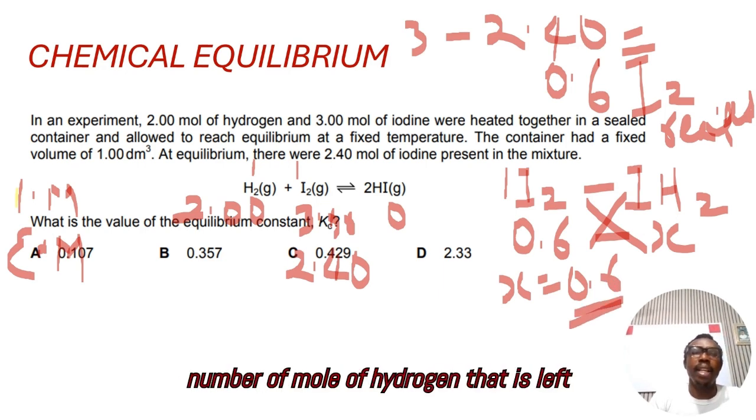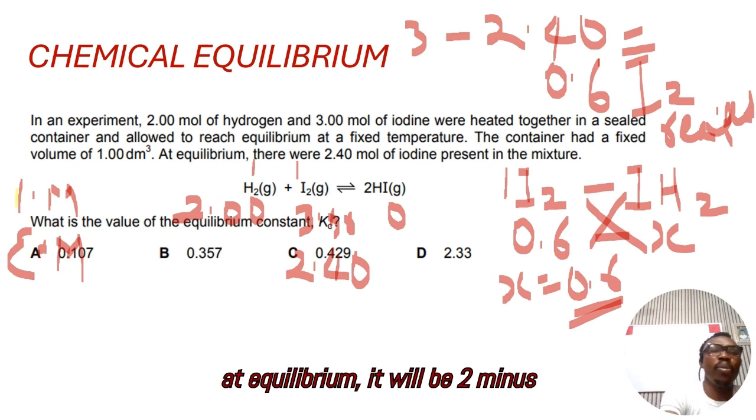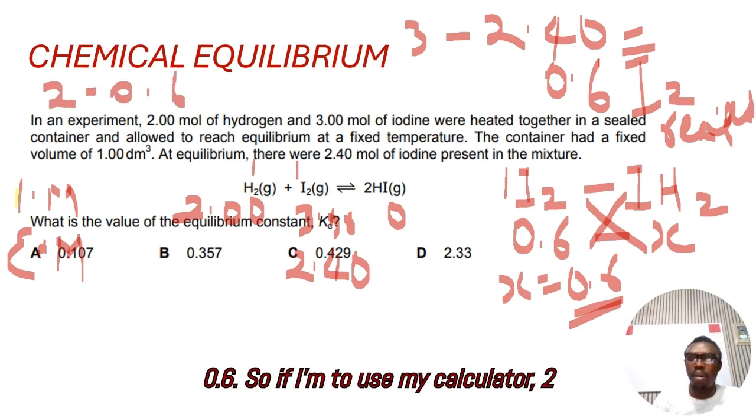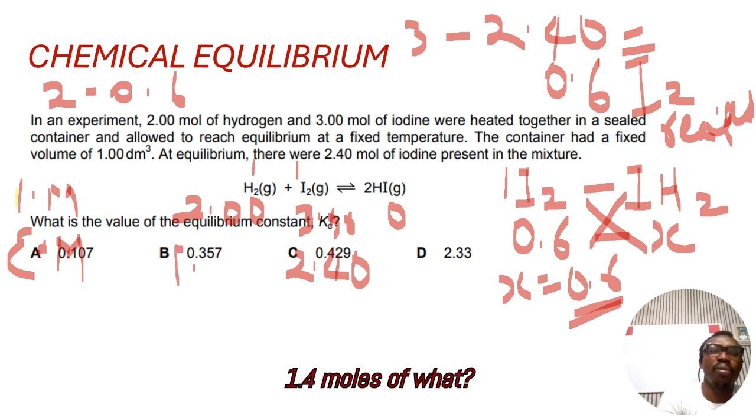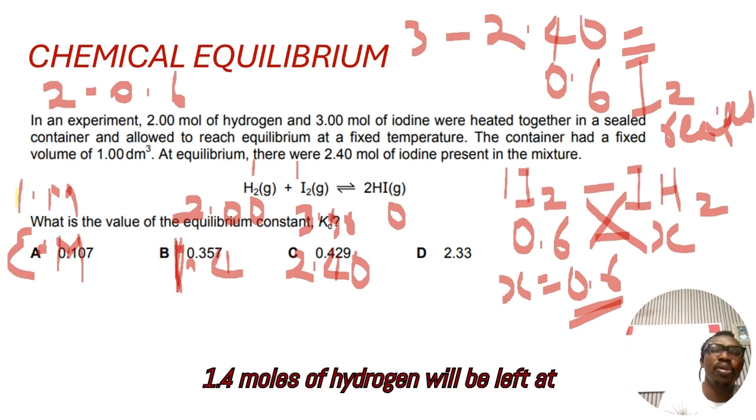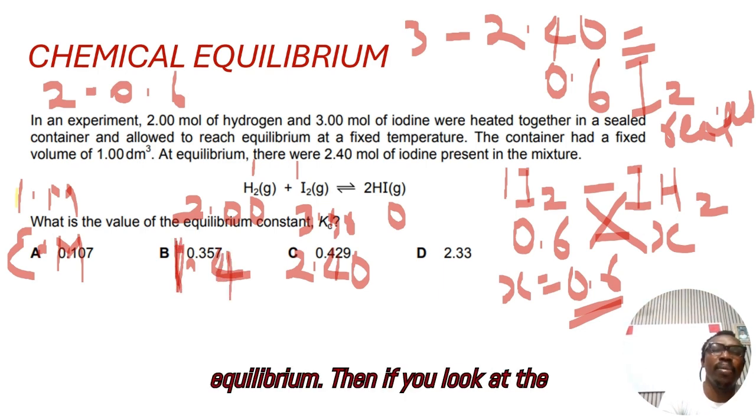So to get the number of moles of hydrogen that is left at equilibrium, it will be 2 minus 0.6. If I use my calculator, 2 minus 0.6 is equal to 1.4. So 1.4 moles of hydrogen will be left at equilibrium.